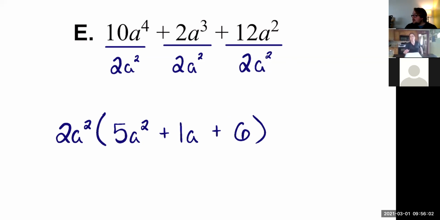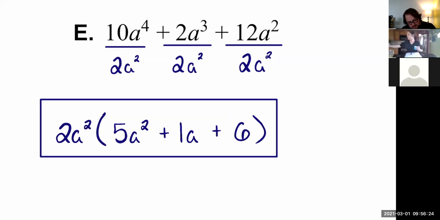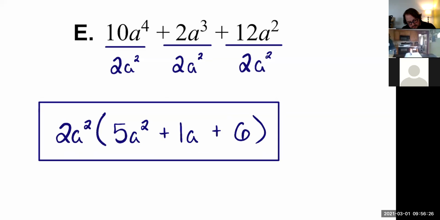And again, remember, if you're ever uncertain, if you think that maybe you've forgotten something, misplaced something, think to yourself, what would I get if I were to redistribute, if I were to multiply in this 2a to the 2nd? If you don't get the original statement, go back, double check your division, double check your steps before moving on.